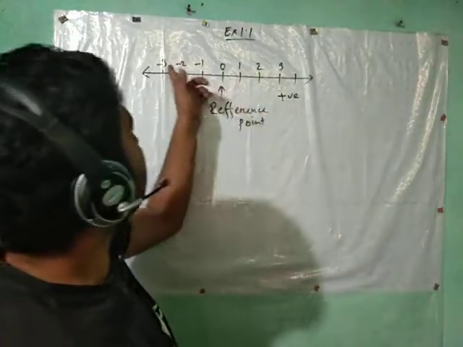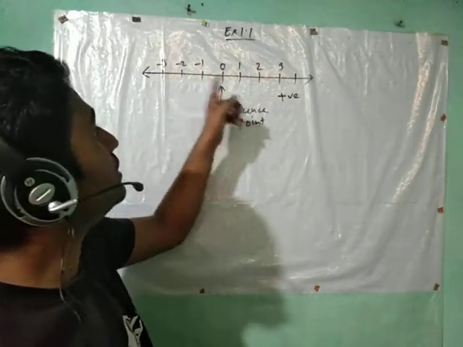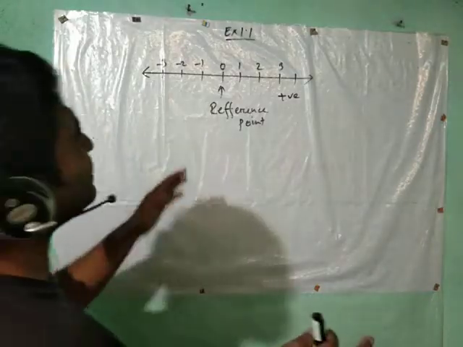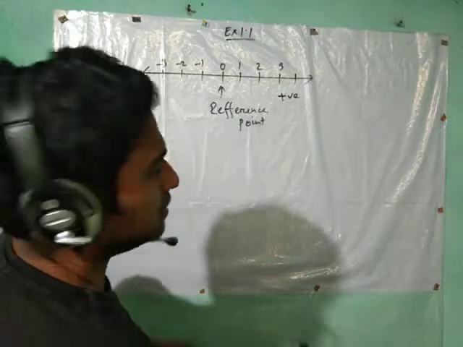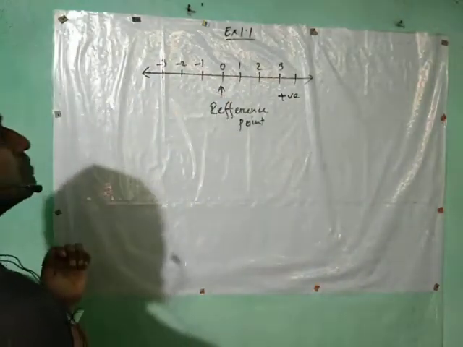So these are non-fractional numbers. If you see carefully, these are the numbers which are not fractions. Yes, it is a different thing that we can convert them into fractions, but normally these are not considered as fractional numbers, right?